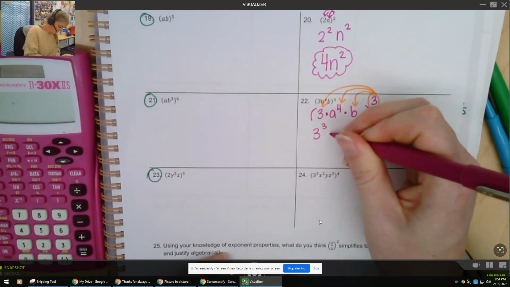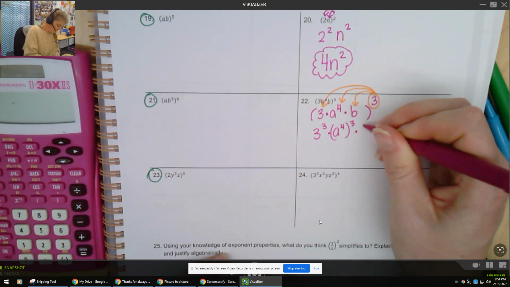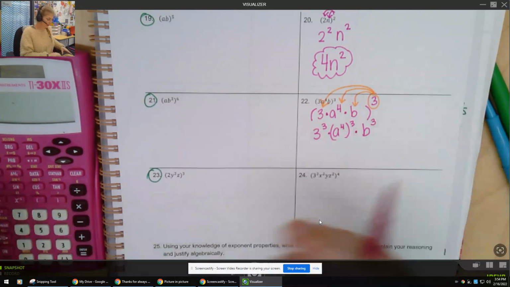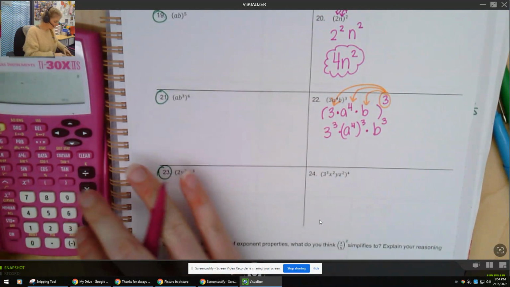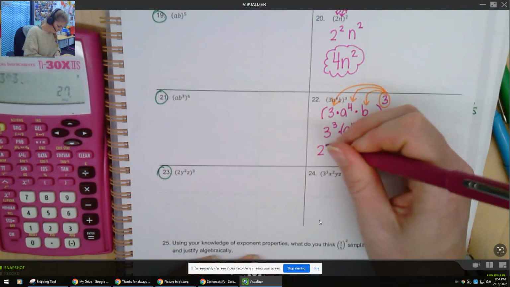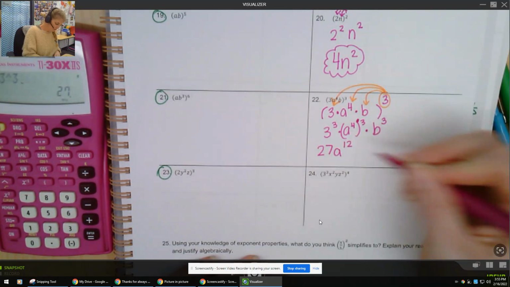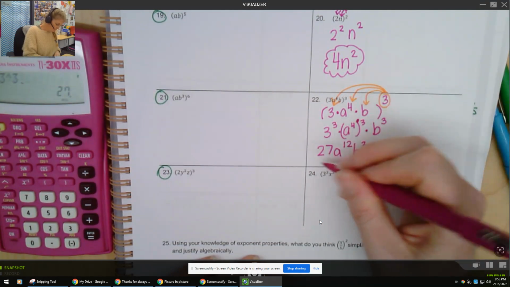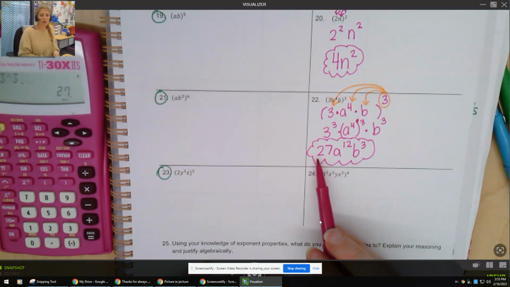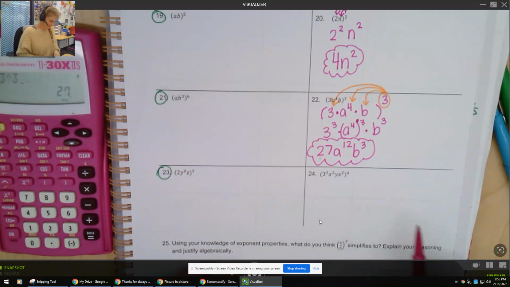So we have 3^3, (a^4)^3, and b^3. So 3 to the third, and again, if you don't remember it, you can always grab your calculator. 3 to the third power is 27. A to the power of a power, we multiply, 4 times 3 is 12, and then b to the third. When we're writing these expressions, we want our coefficient in front and then our variables in alphabetical order.